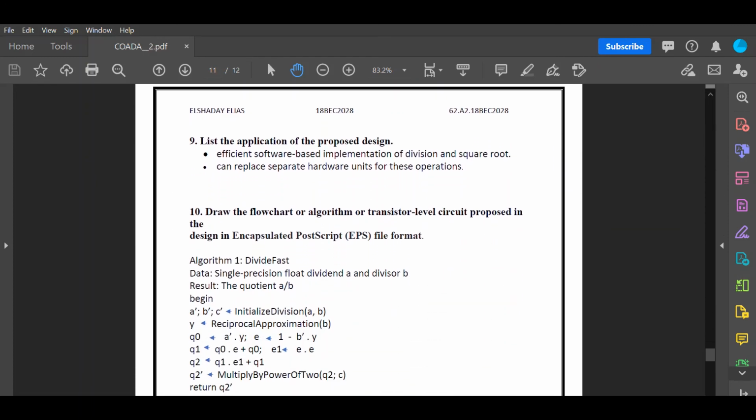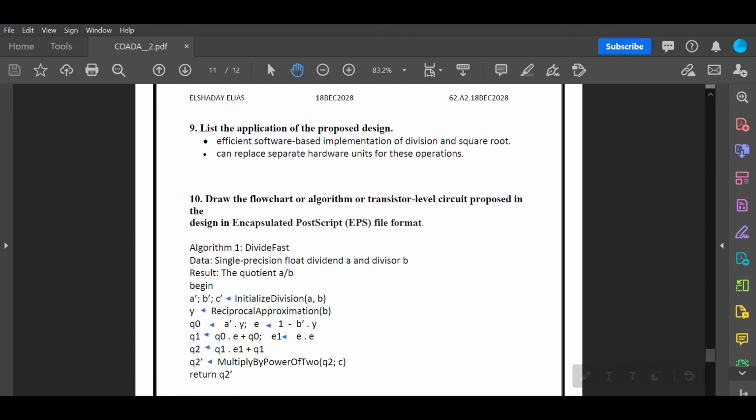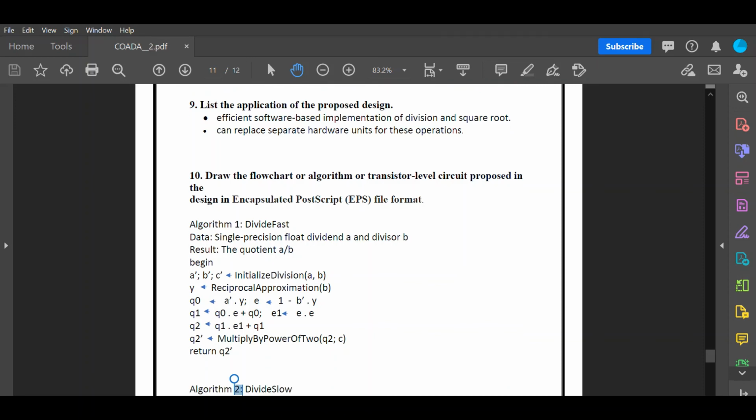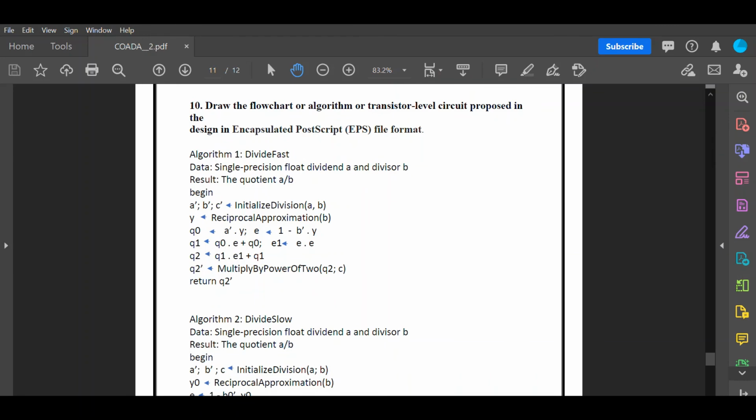Okay, so coming to the application of the proposed design. The proposed design has applications in efficient software-based implementations of division and square root. It can also be employed to replace separate hardware units for these operations. Okay. The last question is to draw the flowchart or algorithm or transistor level circuit proposed in the design.